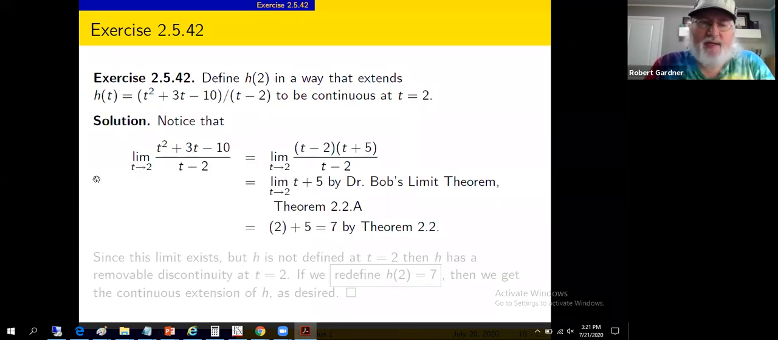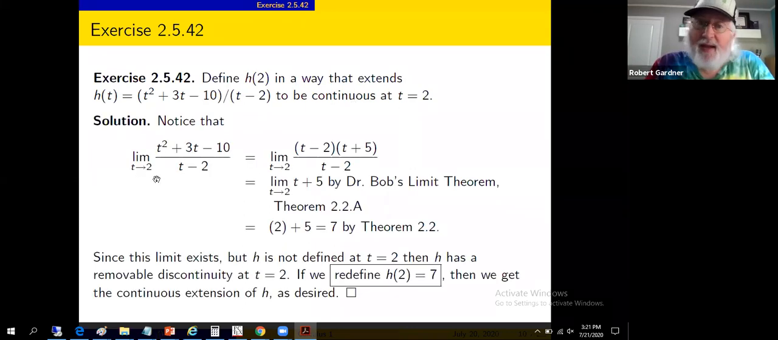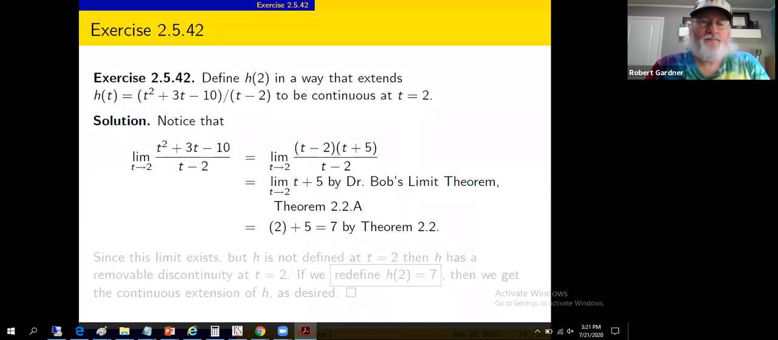Does the limit exist as t approaches 2? If it does, then maybe we can fix it. We can create a continuous extension of it, is the right words to say. Limit as t approaches 2, t squared plus 3t minus 10 over t minus 2. Factor the numerator, t minus 2, t plus 5. Usual, FOIL backwards. FOIL this, you'll get that back. I trust you can do the factoring of a quadratic of this form.